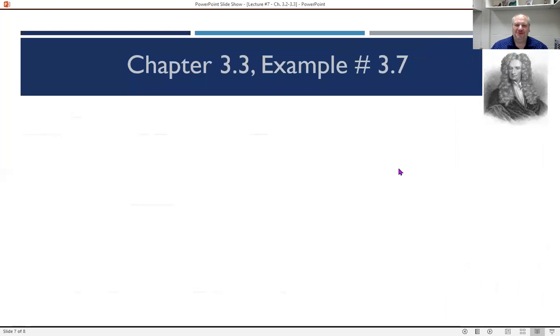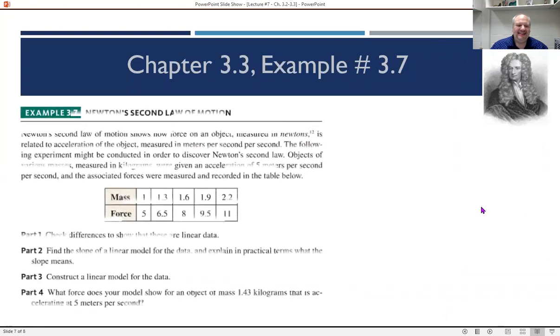Okay. Let's take a look at example 3.7 now. It says Newton's second law of motion shows how force on an object, measured in newtons, is related to acceleration of the object, measured in meters per second per second. The following experiment might be conducted in order to discover Newton's second law. Objects of various masses, measured in kilograms, were given an acceleration of 5 meters per second, and the associated forces were measured and recorded in the table below.